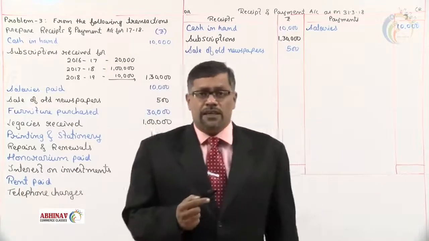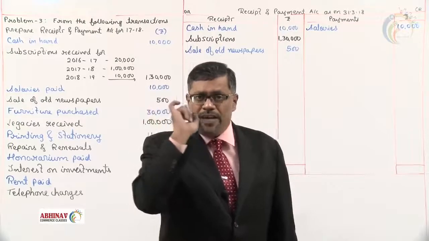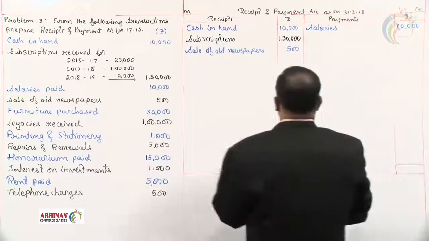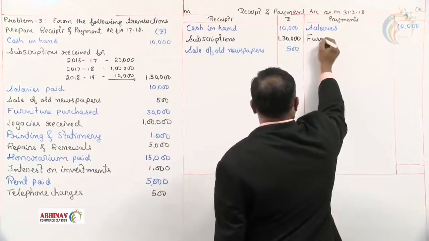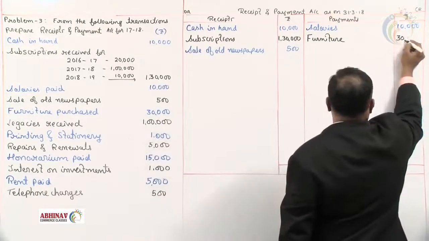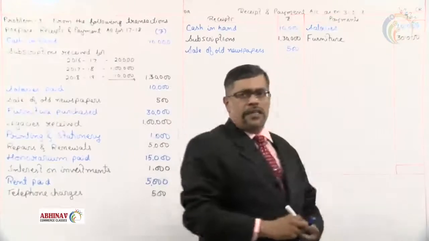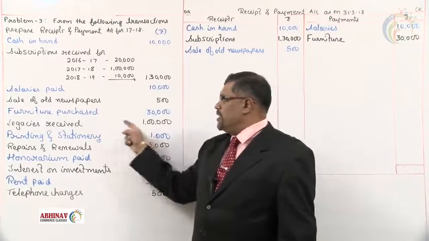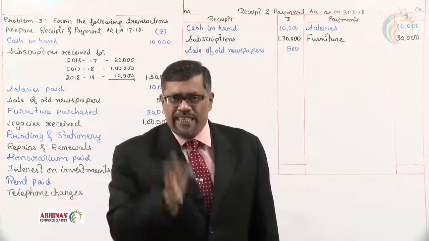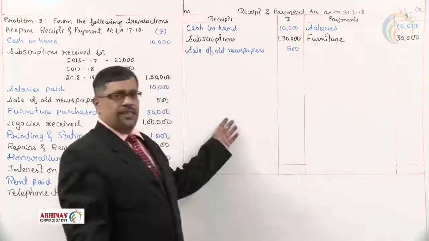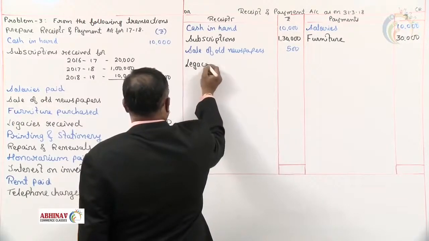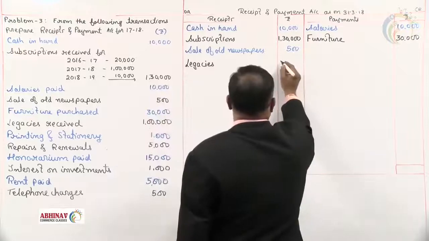When you purchase furniture, cash goes out. Cash goes out means that is a payment. We'll record it as a payment. Furniture. What is the amount of furniture purchased? 30,000. Cash balance decreases by 30,000. Legacies received. Cash comes in; whenever we receive something, cash comes in. It's a receipt. Let us enter it as a receipt. Legacies received are 1 lakh.